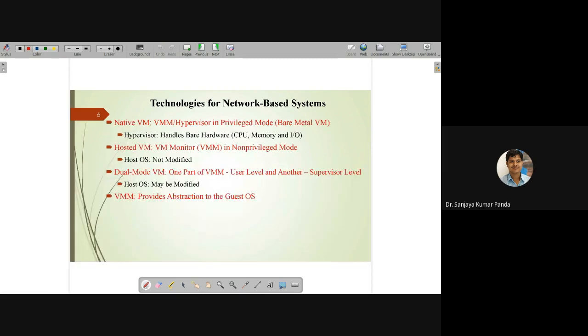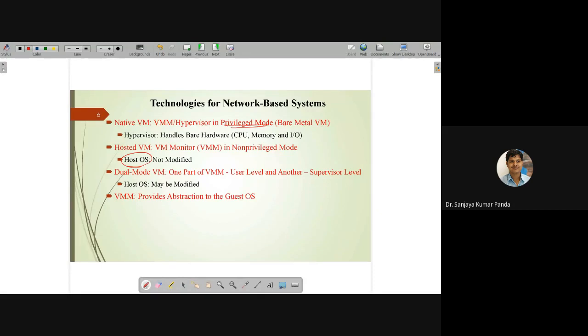Here you can see the native virtual machine case. What we have seen: VMM and hypervisor. VMM or hypervisor is in the privileged mode. The hypervisor handles the bare hardware, that is CPU, memory, and I/O. It creates the virtual machine and monitors the virtual machine. In the hosted VM case, in the previous case there is no host operating system, but in this case we have a host operating system. But as it is in privileged mode, the user cannot modify it.